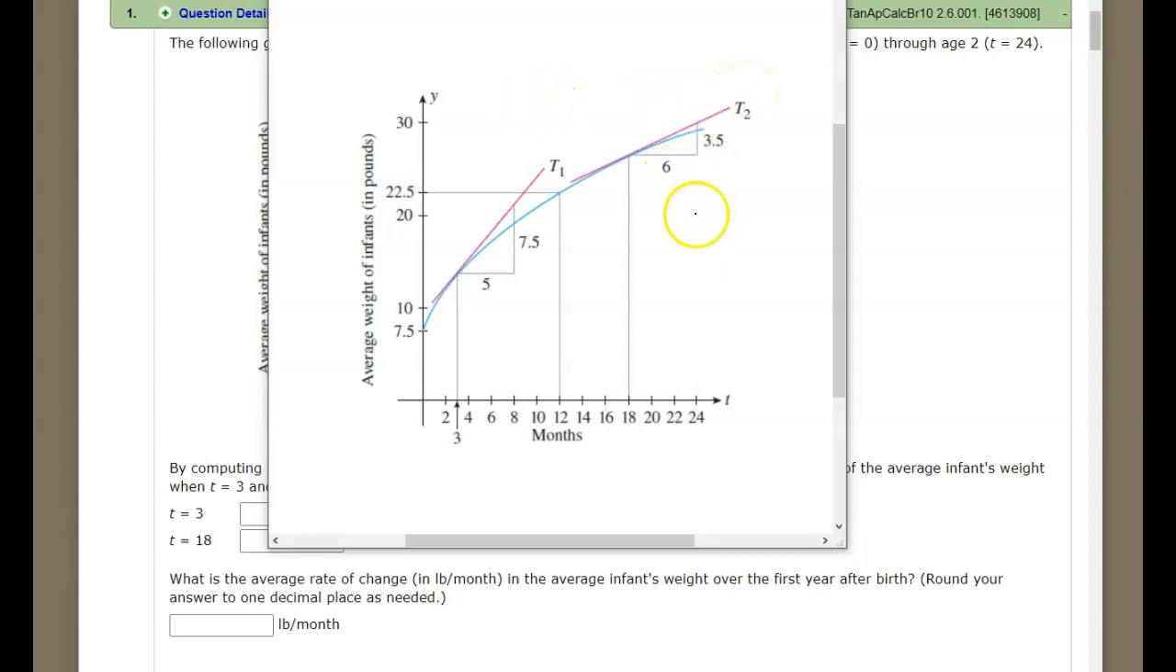If these were going down, I'd have to be paying attention to my answer being negative. Technically, this is negative 3.5 here, and this is negative 6 because it's running negative 6 from there. So negative 3.5 over negative 6 would give me a positive. But you can see the graph is going up. The tangent lines are also going up.